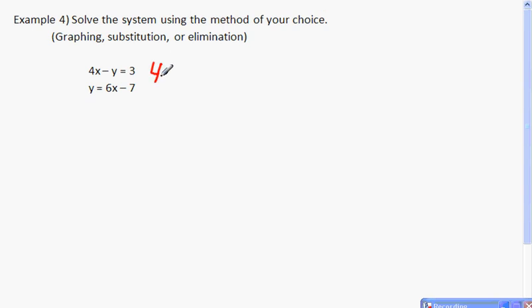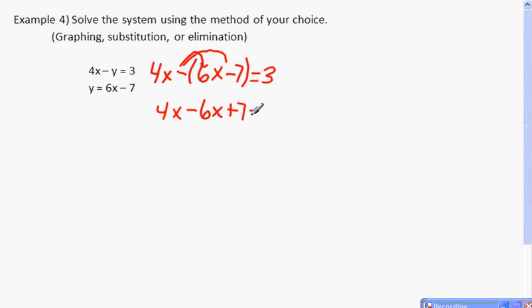So I would come up here, I'd say 4x minus, in for y, we know y is equivalent to 6x minus 7 equals 3. From here, use your distributive property. Remember, there's really a 1 on the outside here, so you're really distributing a negative 1. 4x will drop down. You distribute the negative 1 or the negative sign. This is now negative 6x. Negative into negative 7 would be a positive 7 equals 3.